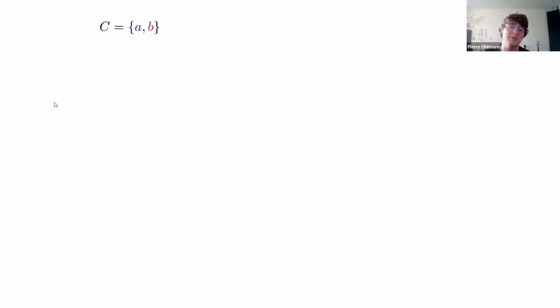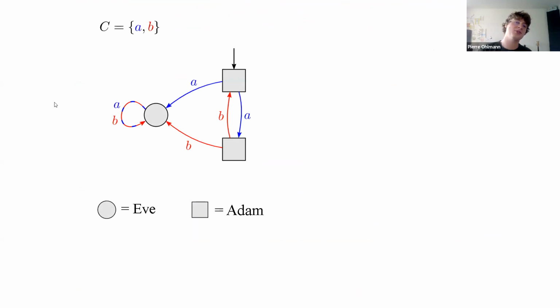Sure. Okay, so let's actually start on an example. So we have a set of colors here, A and B, and we're looking at a graph. And the vertices in the graph are partitioned into those that belong to Eve and those that belong to Adam. These are our two players. We always take the point of view of Eve. So we want Eve to win and Adam is the opponent.